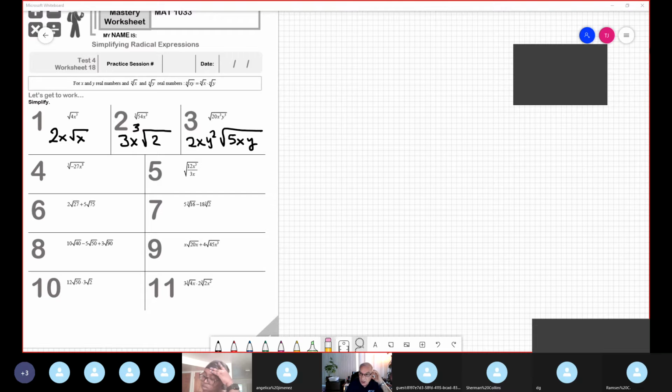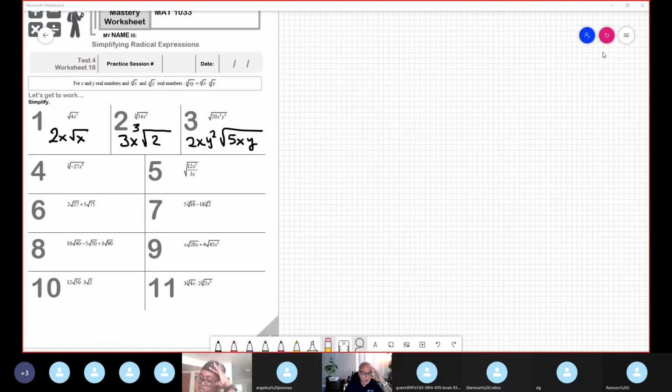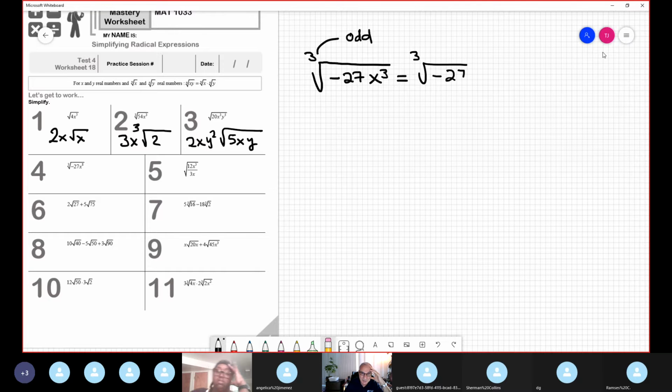Okay, and you see the image on the whiteboard. Okay, look. Number 4 is the cubic root of negative 27 x cubed. Oh, it's easy. Remember, when the index is odd, we have a real solution. It's -3, because the cubic root of negative 27 is -3, and the cubic root of x cubed is just x. And that's the answer.